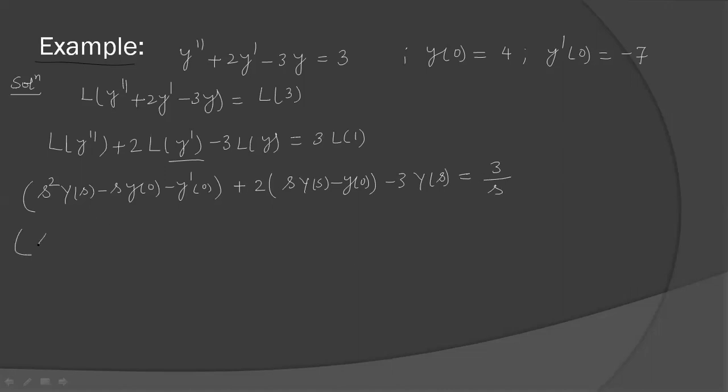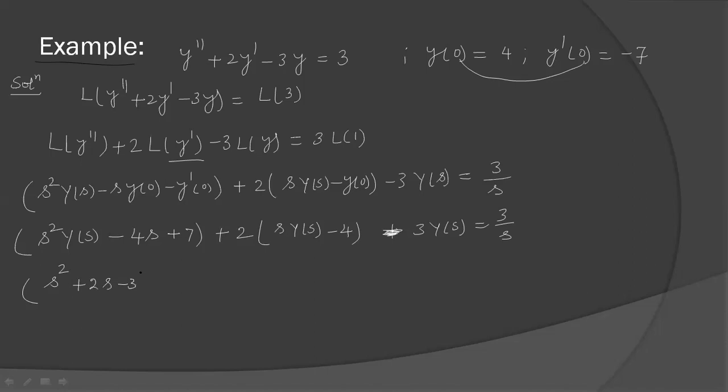Now put all the given initial conditions. This is an initial value problem because both conditions are given at t equal to 0. We get minus 4s, and this is minus 7, so it will become plus 7, plus 2 s Y(s) minus 4, minus 3 Y(s) is equal to 3 over s. Now keep Y(s) together: s square plus 2s minus 3 times Y(s). Send the remaining terms to the right hand side; it will give you 4s plus 1 plus 3 over s.